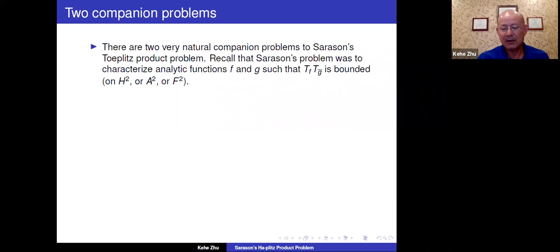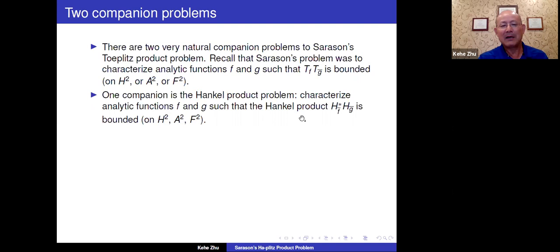Now, in the remaining part of the talk, I want to introduce two companion problems, very natural companions. Instead of looking at the Toeplitz product, as I mentioned earlier, every time people study Toeplitz operators, they will also study corresponding problems about the Hankel operators and vice versa, okay? So the first natural companion problem is you can ask about products of Hankel operators.